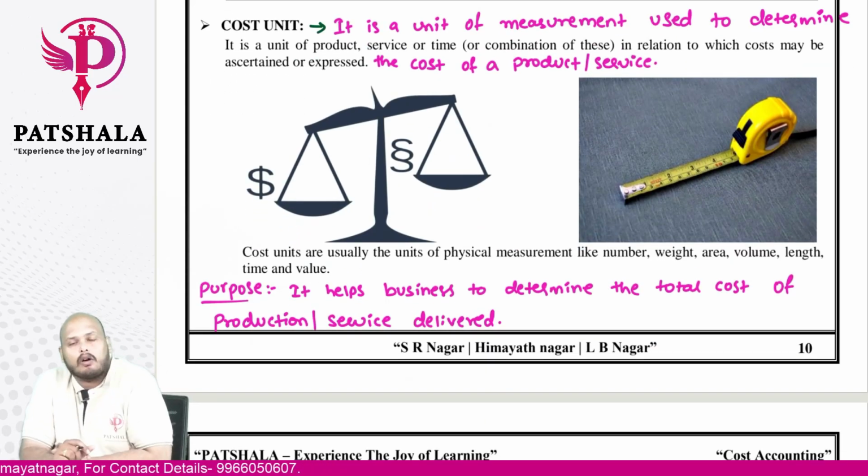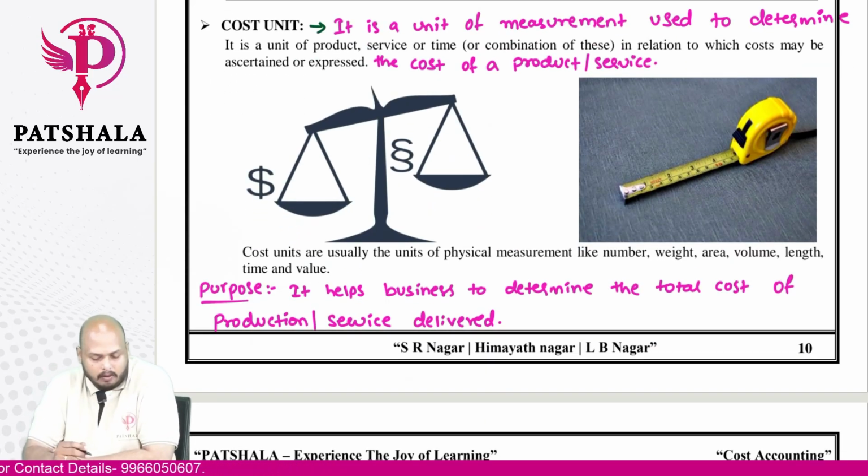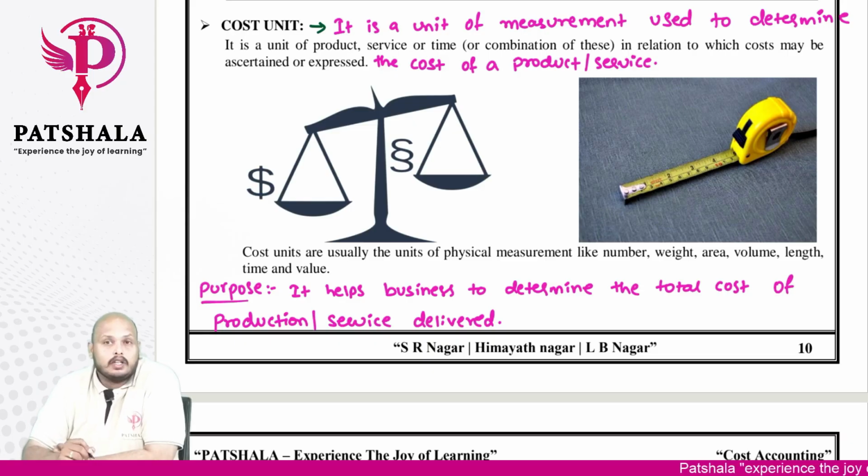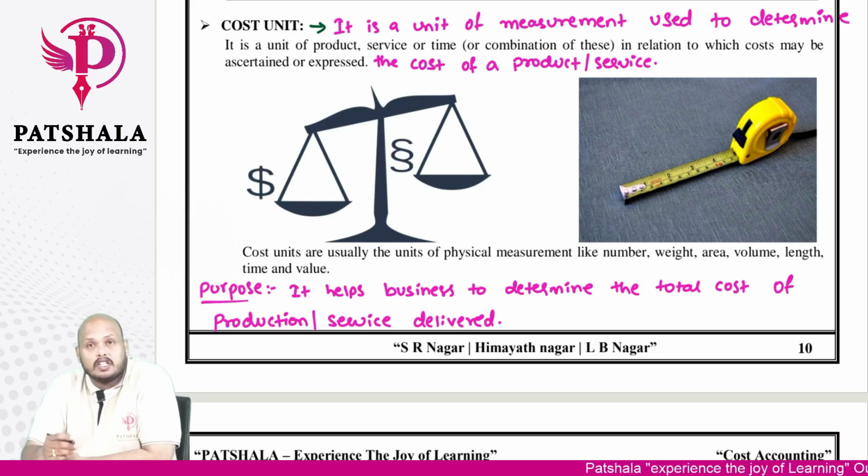Third one, cost unit. What do you mean by a cost unit? It is a unit of measurement used to determine the cost of a product or a service. It is a unit of measurement which is used for what purpose? To determine the cost of a product or a service.